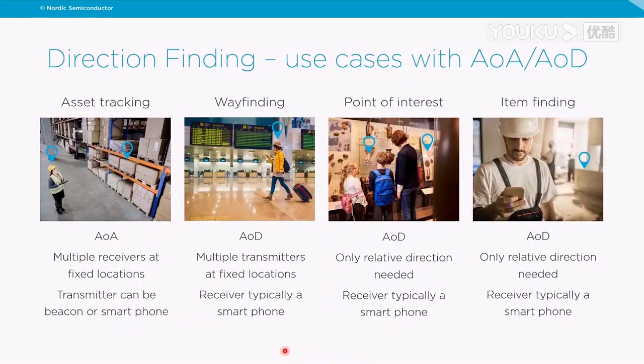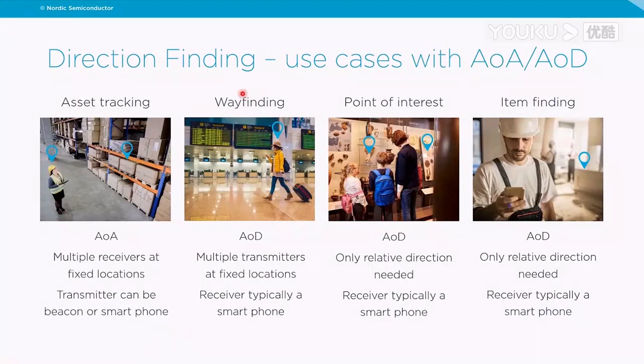So what use cases use AOA and which use AOD? For asset tracking or real-time location systems, you typically use AOA, and then you typically have multiple receivers at fixed locations. And then the transmitter or tag can be a beacon on a box in the warehouse, for example, or it can be a smartphone that tracks a person.